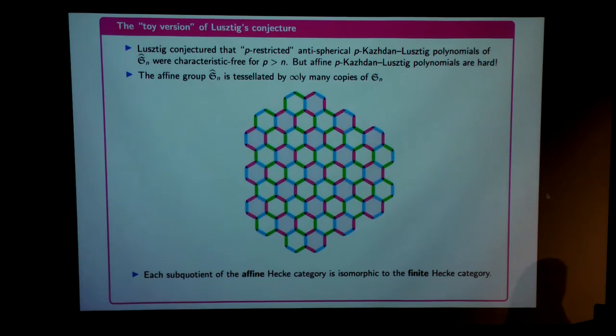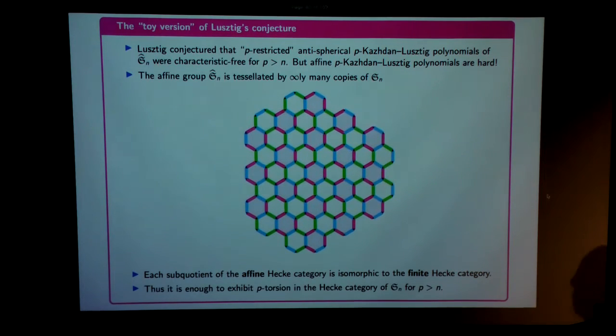Well, for p bigger than n, I don't know. It appears in one of his papers somewhere. It's a contentious issue. And so all we have to do is exhibit p-torsion for one of these finite Hecke categories.